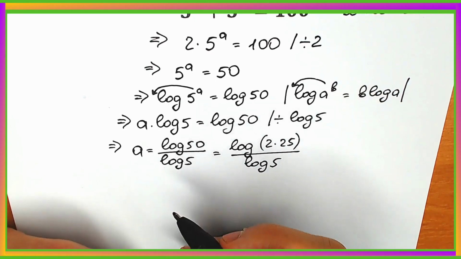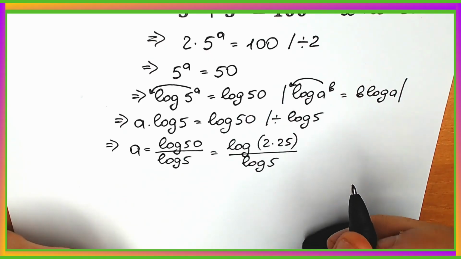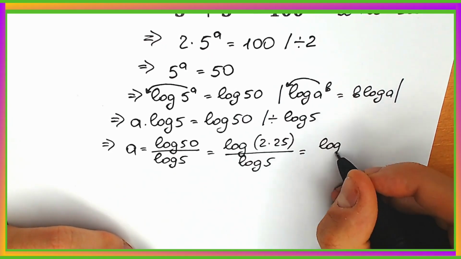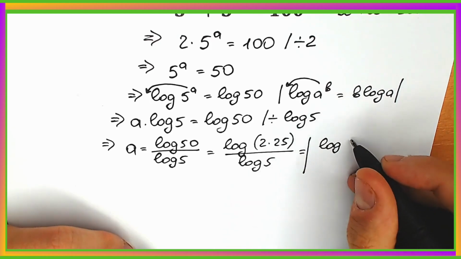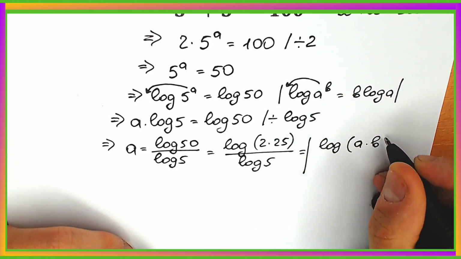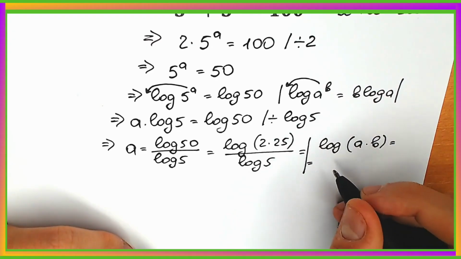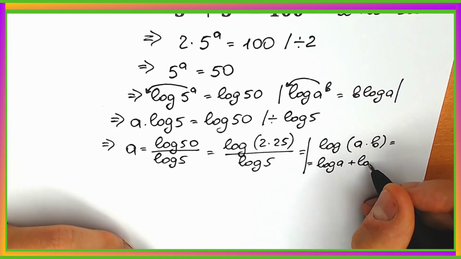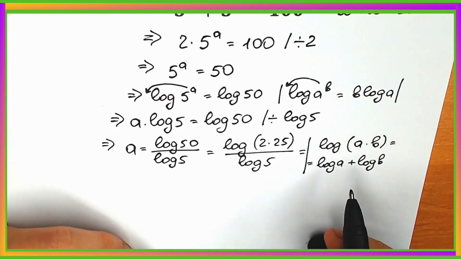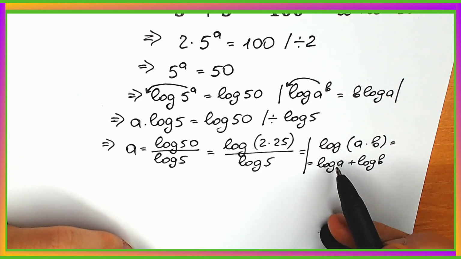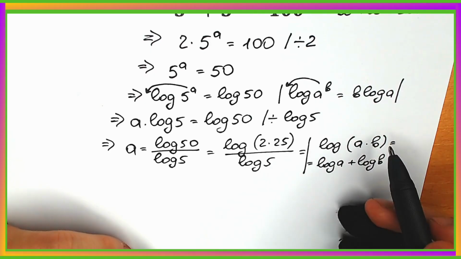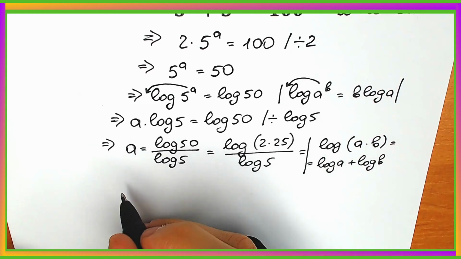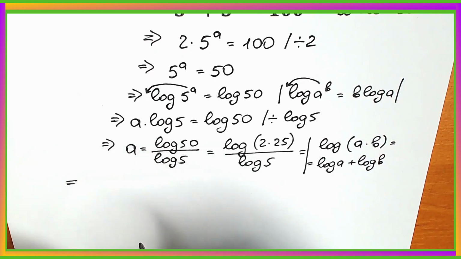We have our answer, but in terms of log there's a really important property. Whenever we have a product, for example log of a times b, you can split it in terms of addition. You can write it as log a plus log b. When you have multiplication, you can split it in terms of addition. Division gives subtraction. So right now let's do exactly that.